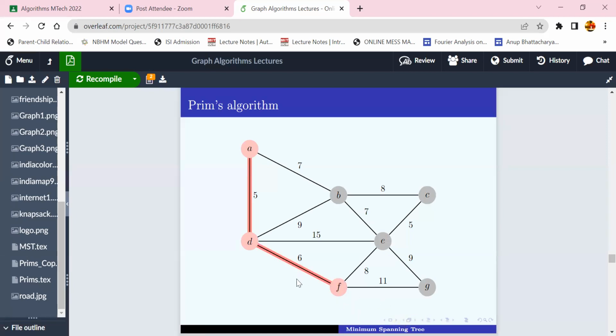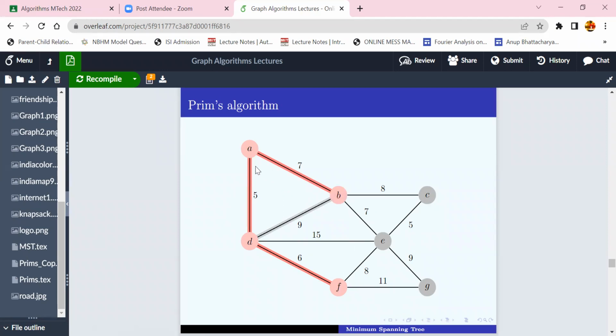Right? And again, from this step, we look for the edges that have one endpoint either at A or at D or at F, and among them we will add the edge with minimum weight. Can you say what edge will be added from this step? AB. AB, right? Yes, AB. And so we add the edge AB.